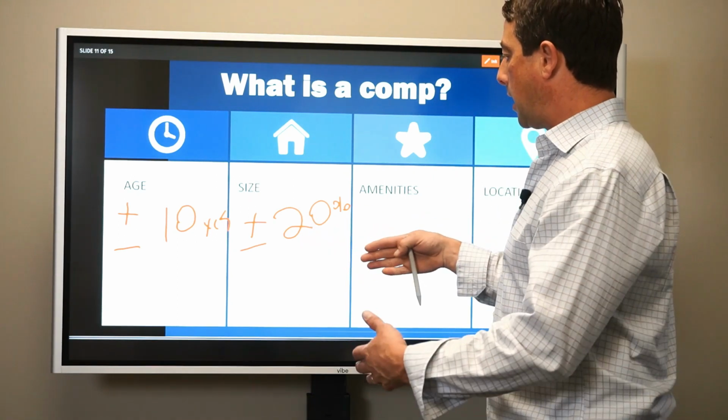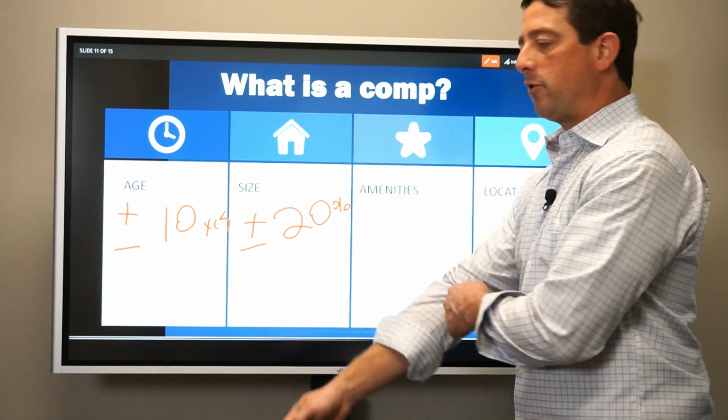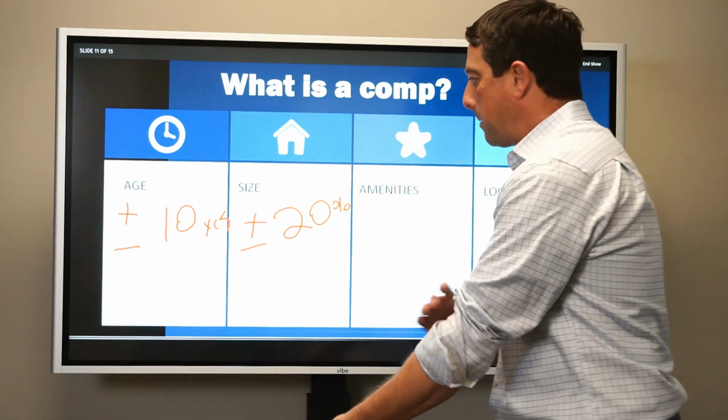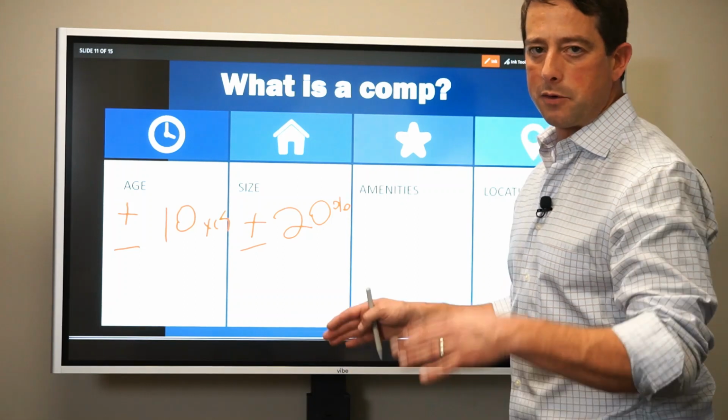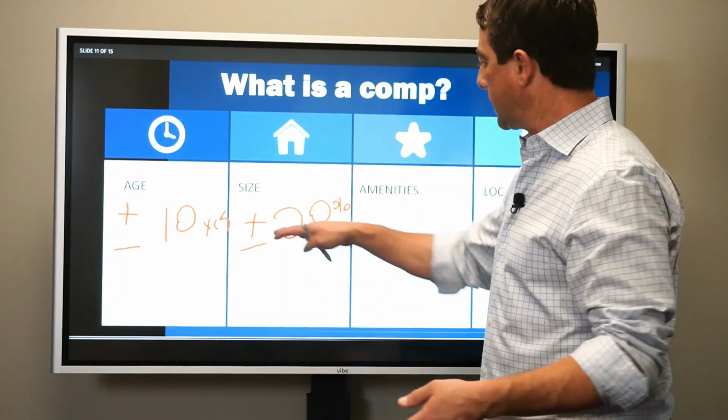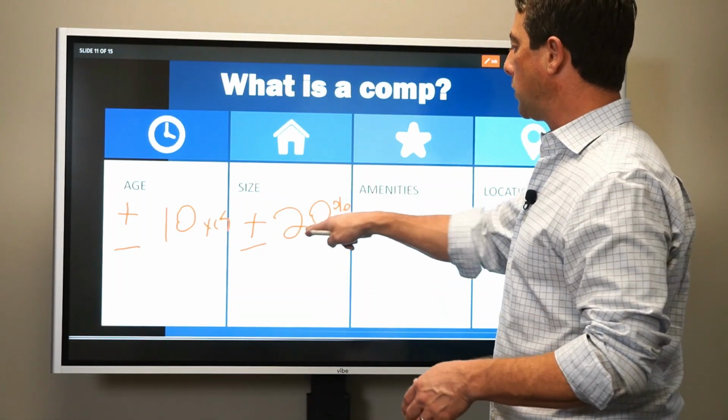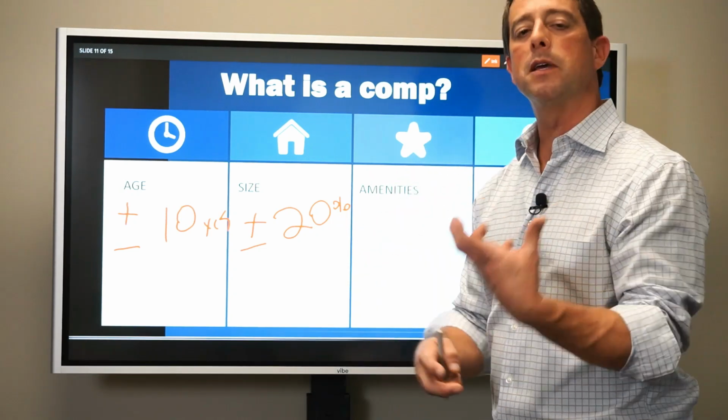So that's what I'm saying. It's 20% over or under. If you're looking at 50 units, then you would look at maybe 60, 65 units, whatever that number is, or a few under. You get the idea. So plus or minus 20% in size, and that's going to be a unit count.